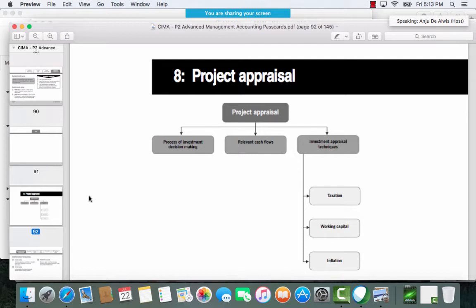So in this case, there are a few areas that we will go through in a project appraisal: the investment decision making, relevant cash flows, and investment appraisal techniques. In the techniques, we will take into consideration taxation, working capital, and inflation as well. The reason you need to focus on these aspects is that your investment appraisal may change based on the taxation component as well as the inflation. It will have a major role to play.